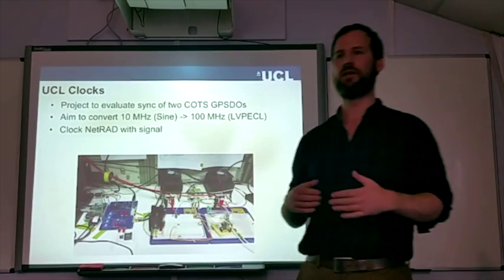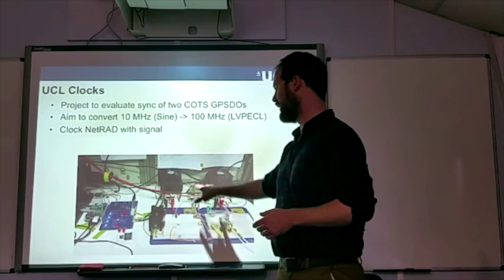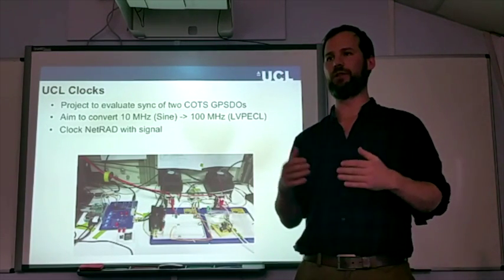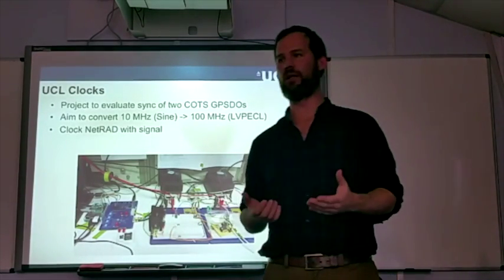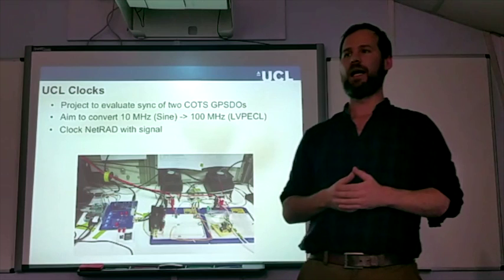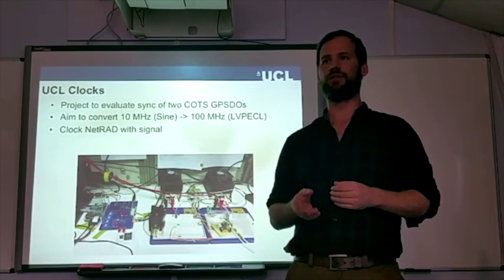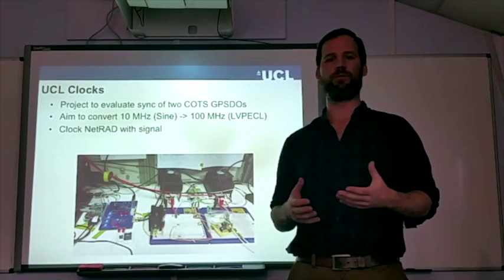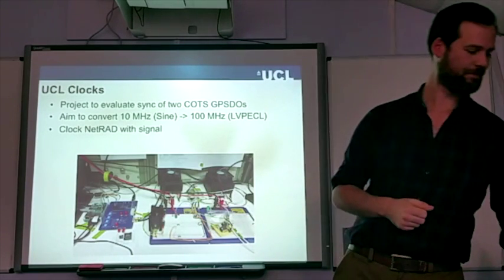So this is an image Jairus is working on right now. Here's two of these clocks, and we're looking to measure the relative phase between them, looking to input them into an Analog Devices evaluation board and produce a 100 megahertz signal. The default is 10. That signal also doesn't need to be a sine; we require an LVPECL signal in terms of injecting that into NeXtRAD. So this is an ongoing project, and it's very interesting. Hopefully we'll get some good results out of this soon.